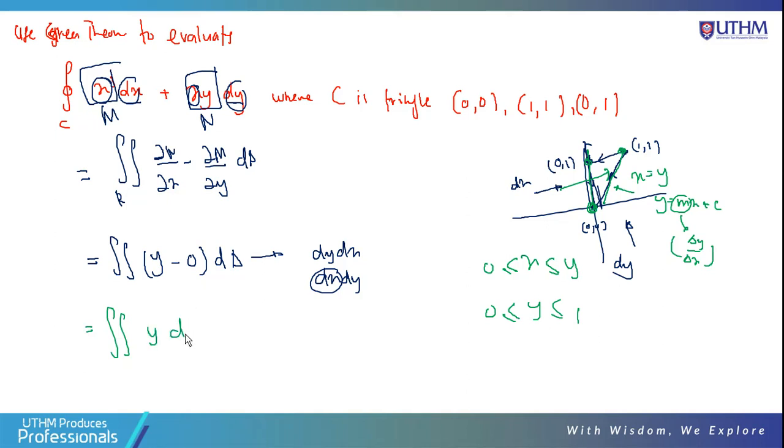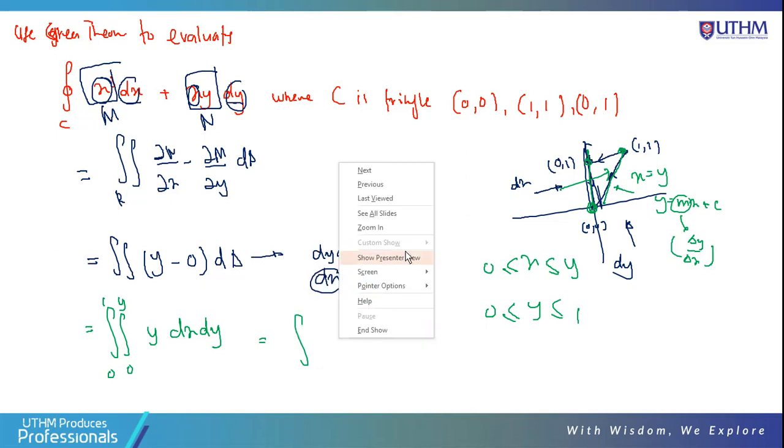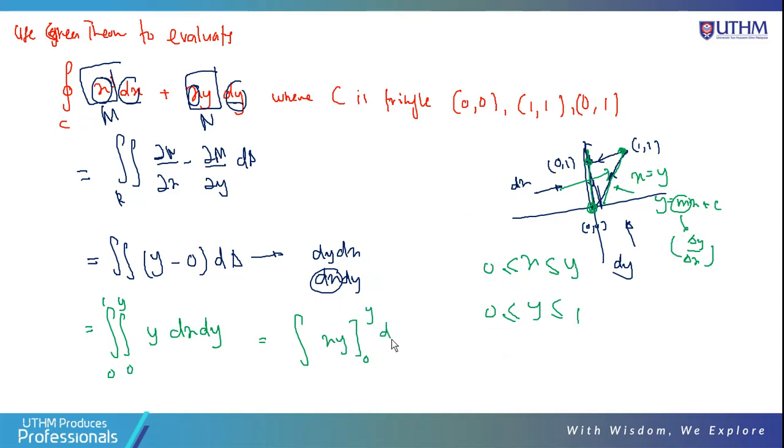This is the way you can solve the line integral using the Green theorem dA. So you use dx dy. So x starts from 0 to y, y starts from 0 to 1. Integrate with respect to x, so you get x as y. When you integrate with respect to dx, the answer is xy, from 0 to y, dy.